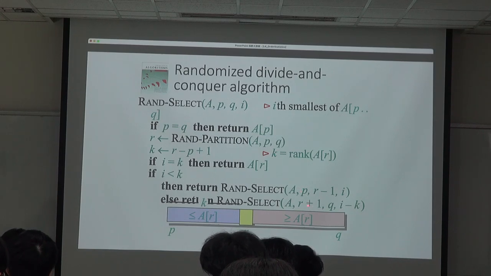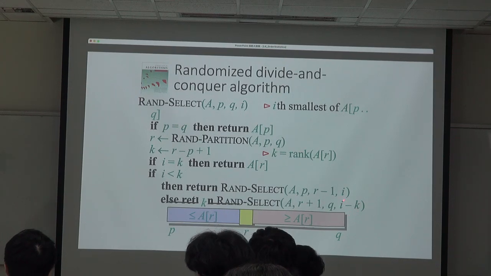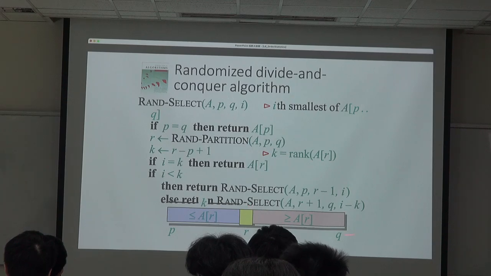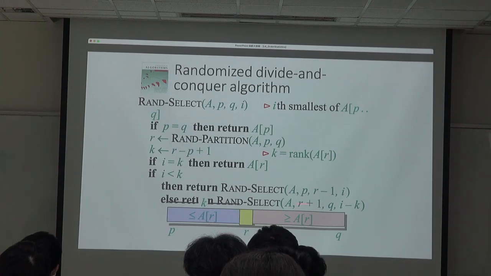If that's the case, obviously it's still the array A, the range of the index will be r plus 1 to q, but the rank will be i minus k, because these numbers are already smaller than the rank. So if you want to find the 15th largest number, and you already have 10 numbers here, it means here you want to find the 5th largest number, right? So your 15 needs to subtract that 10. That's the basic idea.